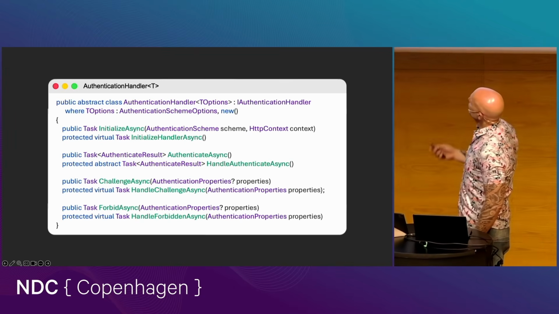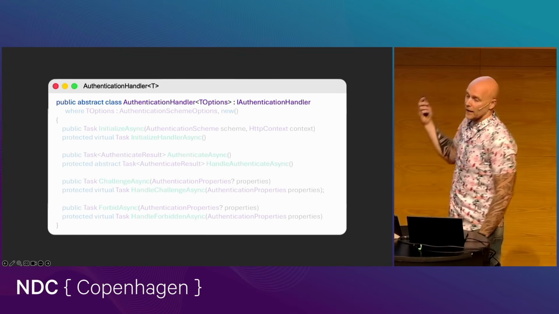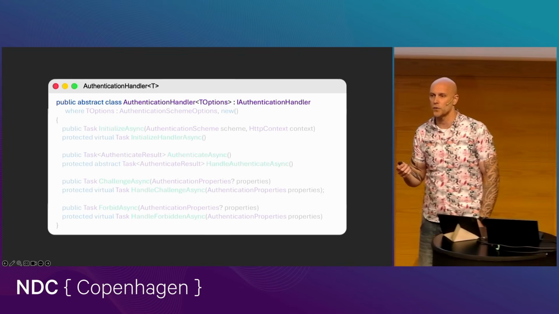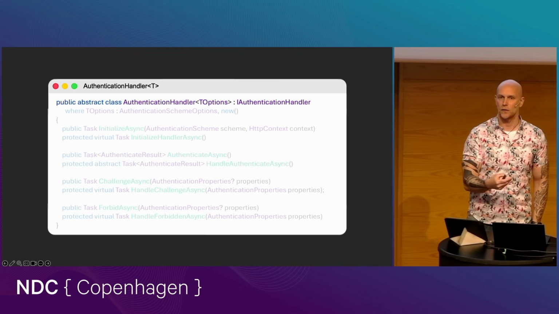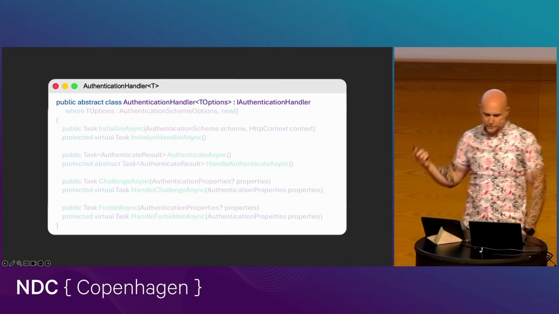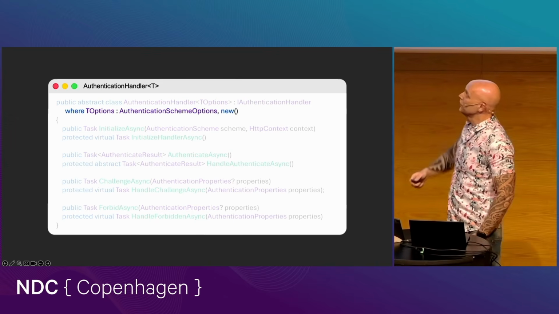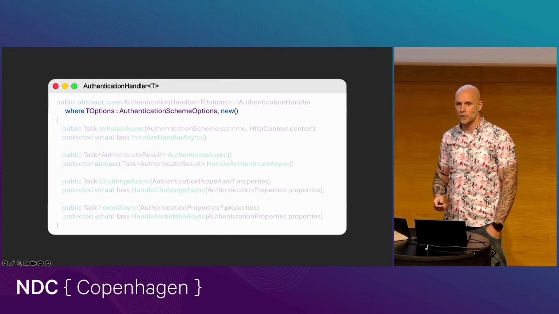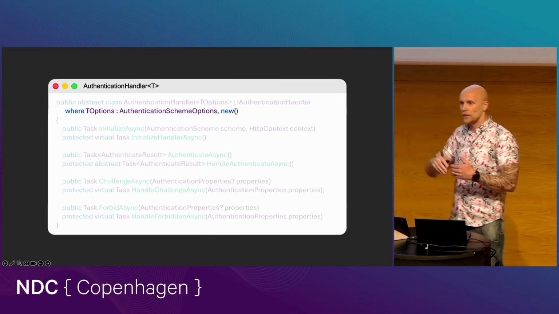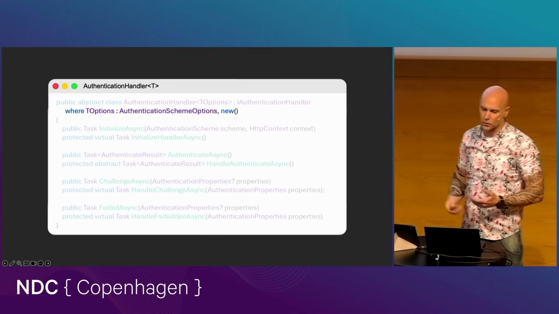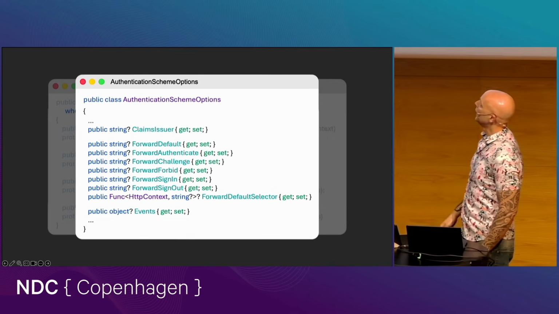Now, you generally don't go and implement authentication handler. You generally go and inherit from authentication handler of T options, which is the base class that Microsoft gives us. And it gives us some helping things. One thing it introduces is the idea of T options. So T options is your configuration. It's the way that you configure your handler to do its work. There's a base class for that called Authentication Scheme Options, and it looks like this.